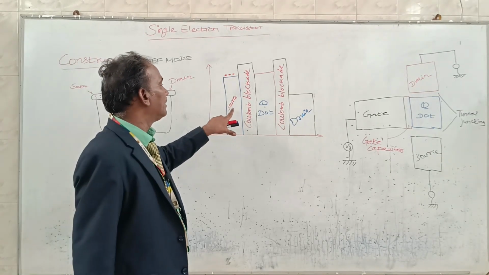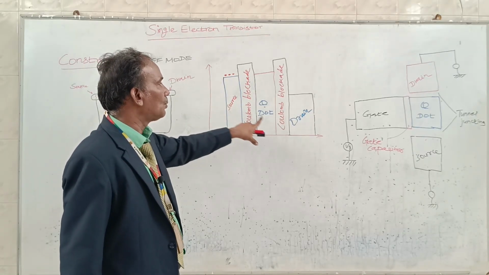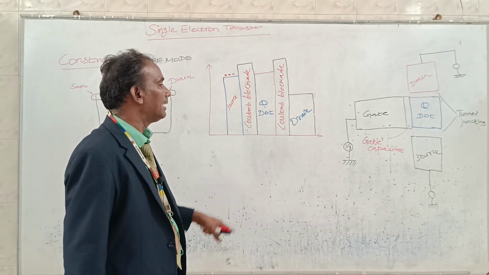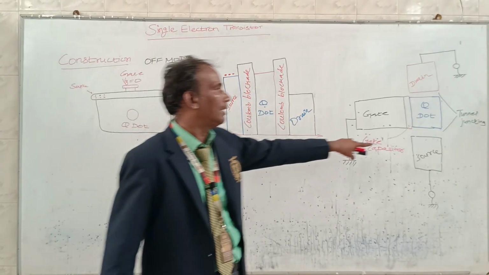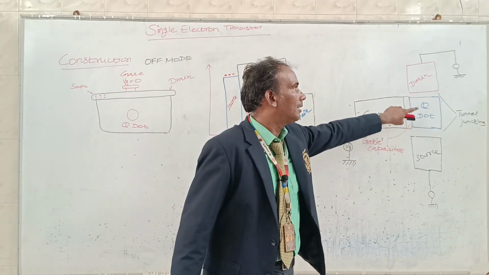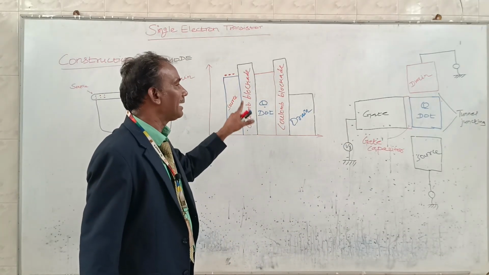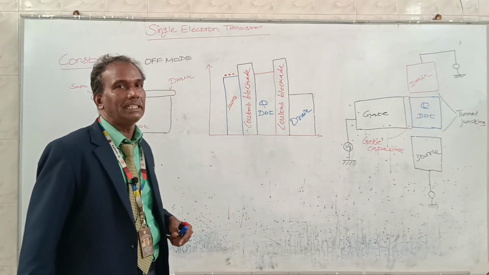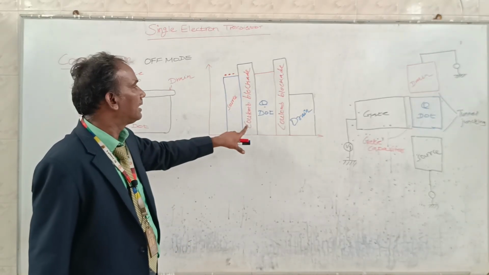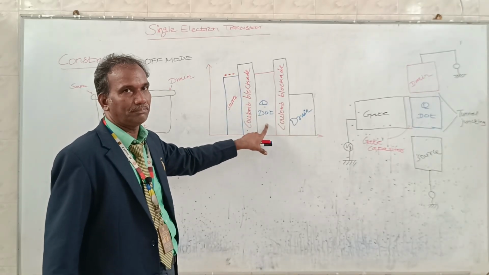As we discussed earlier, the source has electrons. In between the source and quantum dot, we have a Coulomb blockade. A Coulomb blockade is nothing but a thin insulating material which is placed between the source and quantum dot, and between the quantum dot and the drain. The purpose of the Coulomb blockade is the suppression, or preventing, of the movement of electrons from source to quantum dot.